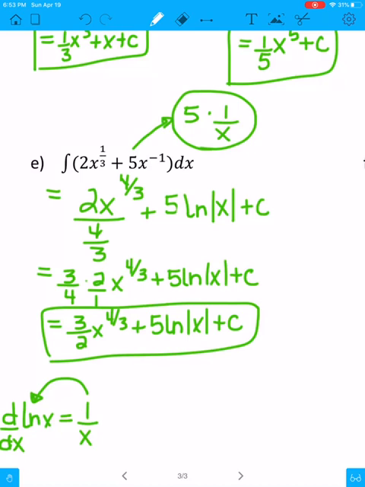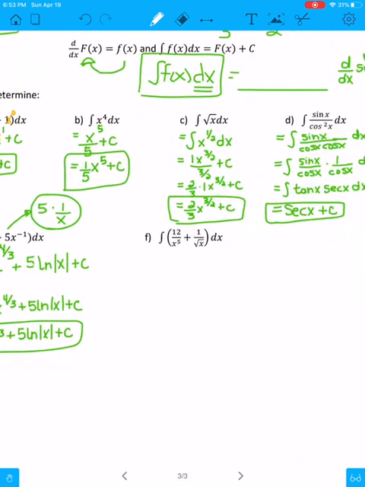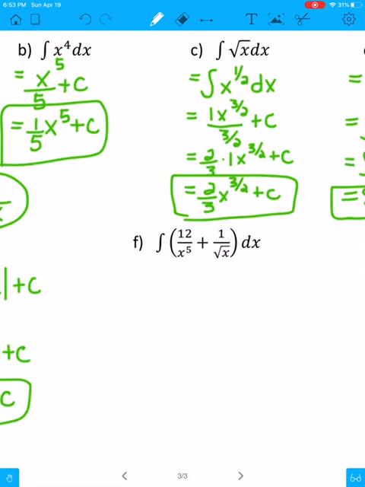And then the last one. I'm going to rewrite it as a negative exponent. So I'm going to go 12 x to the negative 5, and I keep the integral symbol because I haven't done the antiderivative yet, plus x to the half on the bottom, so it's going to be x to the negative 1/2 dx. And now I can do the antiderivative of it.